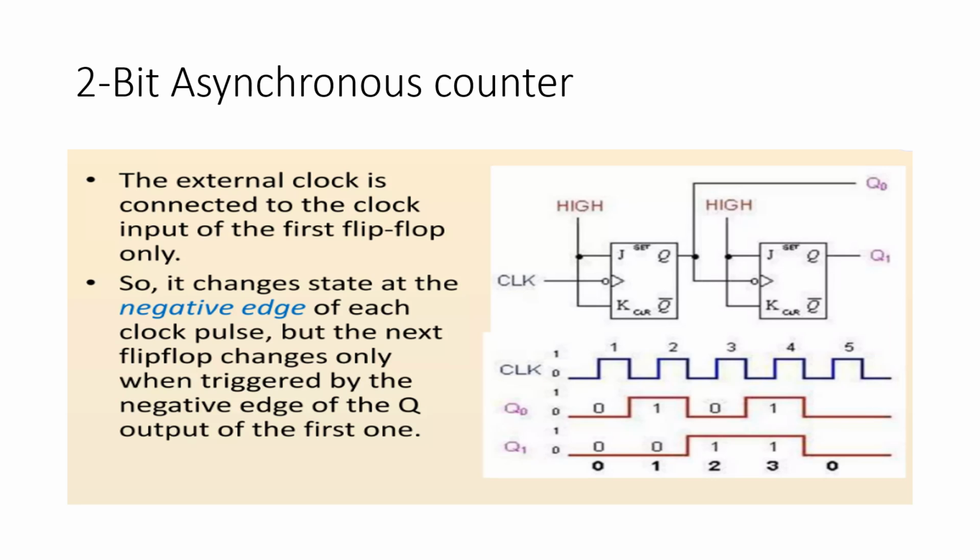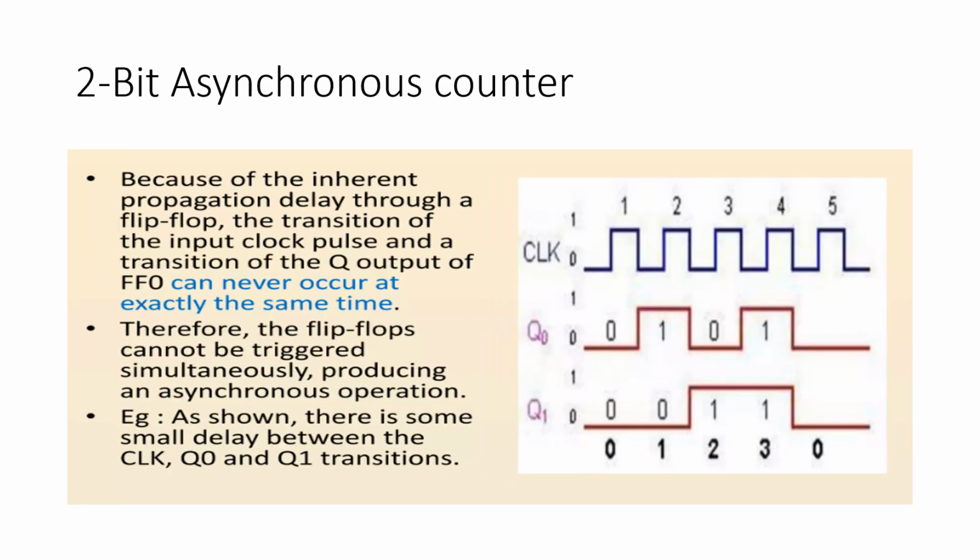Here I also consider a JK flip-flop as an example. A 2-bit asynchronous counter uses 2 JK flip-flops. As you can observe, the clock input is given to only the first JK flip-flop. The external clock is connected to the clock input of the first flip-flop only. It changes state at the negative edge of each clock pulse, but the next flip-flop changes only when triggered by the negative edge of the Q output of the first one. You can observe that in this waveform.